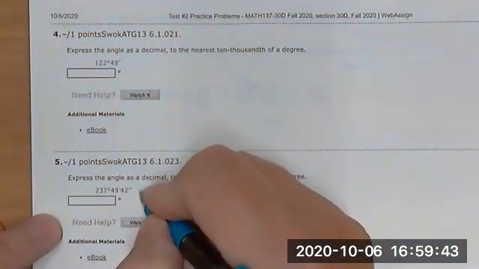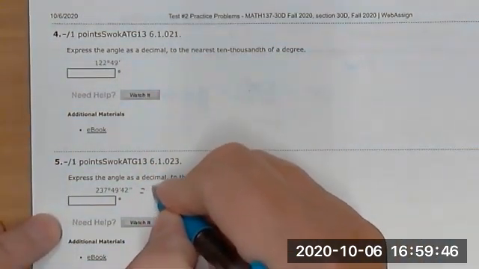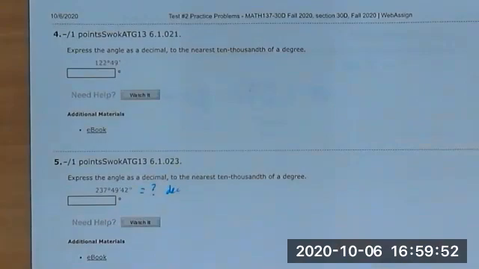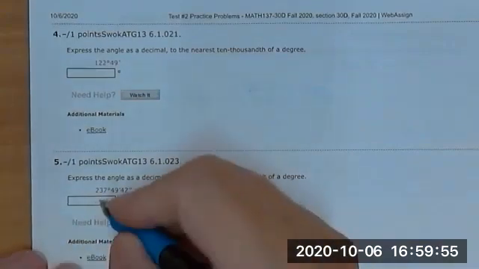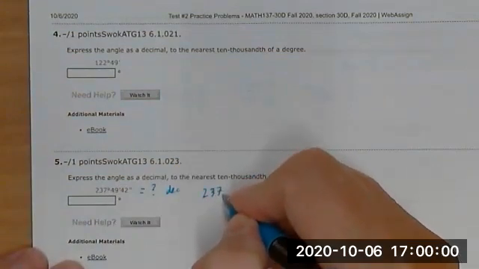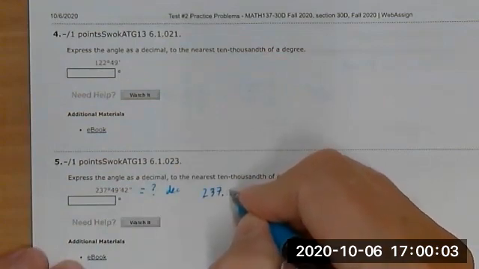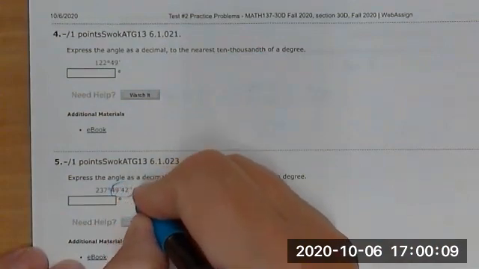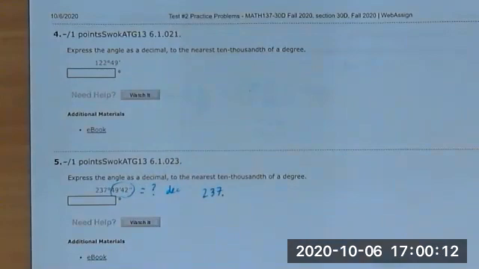So basically, we want to know what this number is going to be written as a decimal. So the idea is it's going to be 237 point something. And the part to the right of the decimal is what I'm converting. 49 minutes, 42 seconds. I need to convert that to a decimal. And it's going to be less than 1 degree. We have to see what it is.